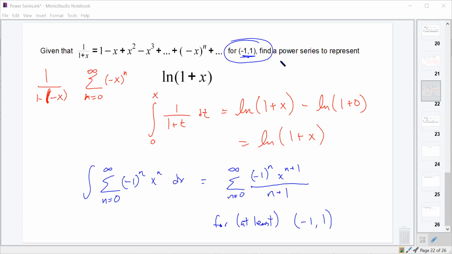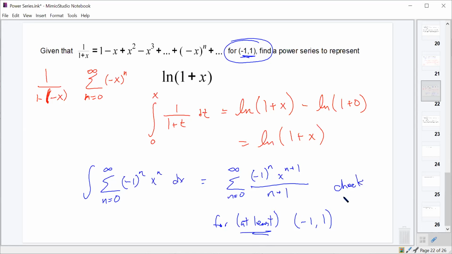Okay, so first off, we've now got this new series, the sum from n equals 0 to infinity of -1 to the n x to the n plus 1 over n plus 1. Now, the question is, does this thing converge at either of the endpoints? So when we say it's at least, that means we need to check the endpoints.